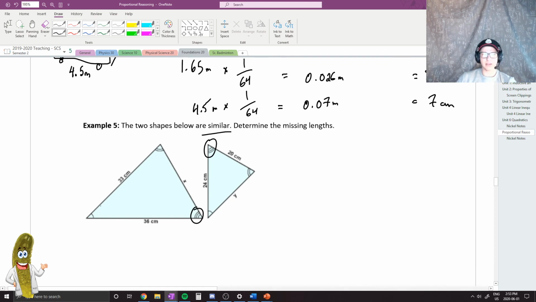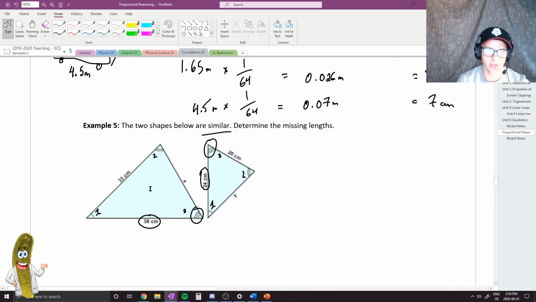Each little line tells you this is angle 1 equal to angle 1. So this little angle here is equal to this little angle here. This angle with the double is equal to the double. The triple is equal to the triple. And so what I did is I said, okay, let's look between the two different angles and see what side length exists. Between 1 and 3, we have 36. And between 1 and 3, we have 24. So I know that those two are linked together.